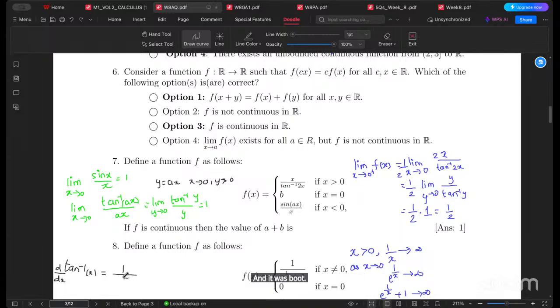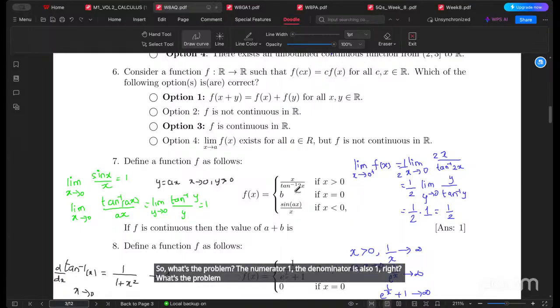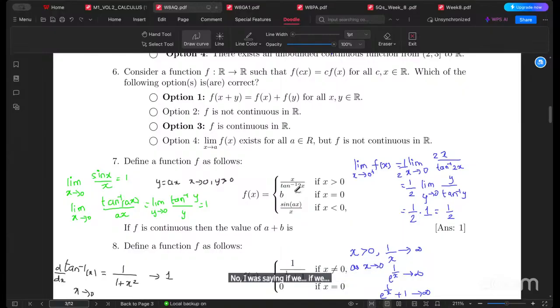1 by 1 plus x square. Yes. Now as x goes to 0, what happens to this part? It goes to 1. So what's the problem? Ma'am, I was saying the denominator is also 1, right? What's the problem here? Okay, that's what I said.